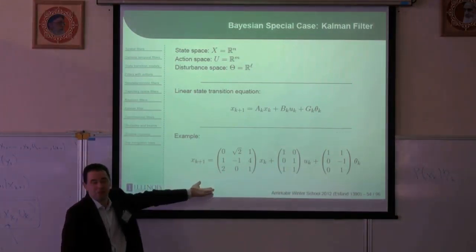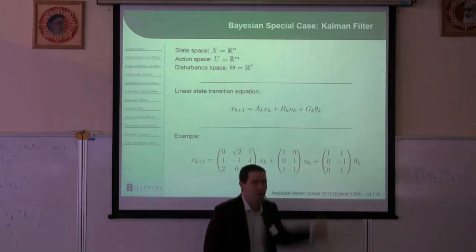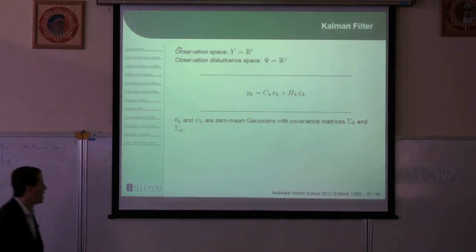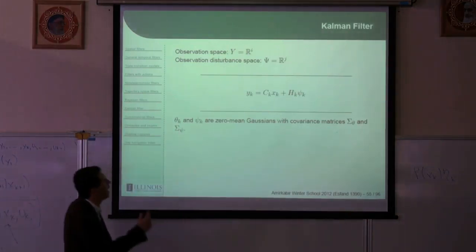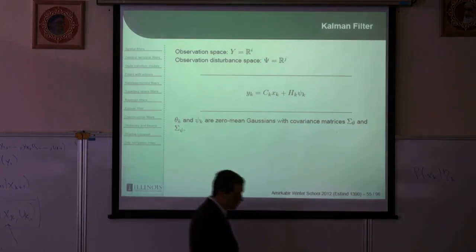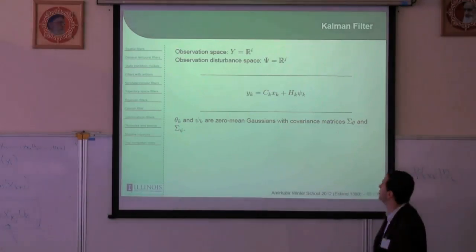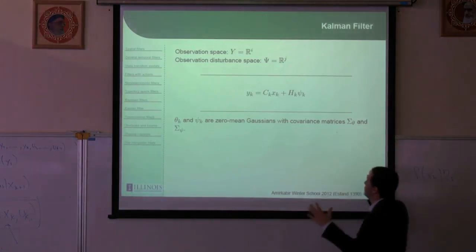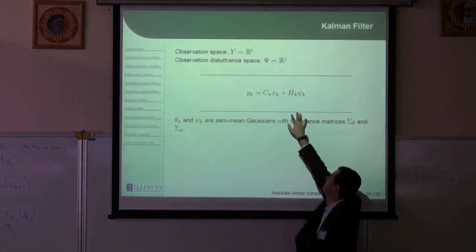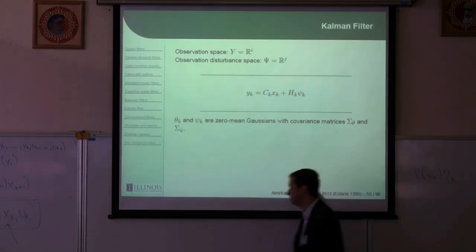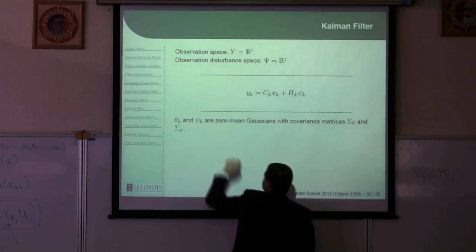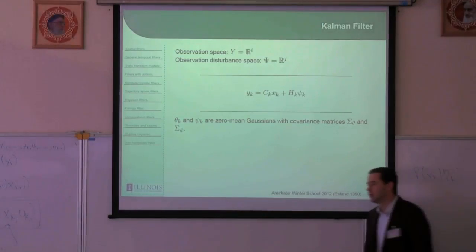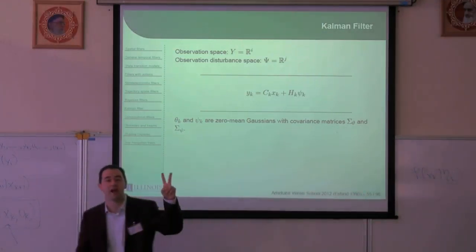Here's a special example. These are just matrices here with constant real values. And then I have an observation space, which again is R, let's say I, and I have a set of disturbances over a space Rj. So then I end up with this equation here. All right? And now I assume that the theta and psi are zero mean Gaussians with some covariance matrices that have been given, right? So that means the system I've defined here is linear and Gaussian.